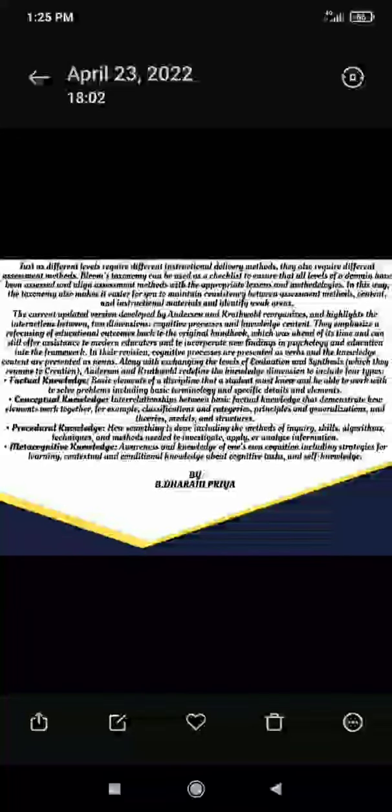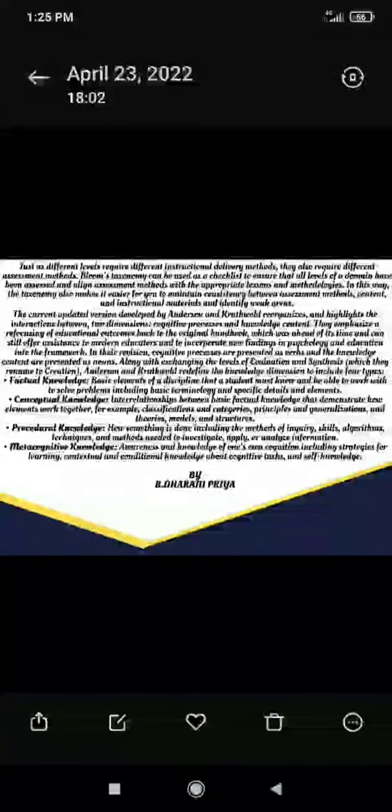In the revision, cognitive processes are presented as verbs and the knowledge contents are presented as nouns, along with the existing levels, and evaluation synthesis, which they renamed to creation. Anderson and Krathwohl redefine the knowledge dimension to include four types. First one is factual knowledge, conceptual knowledge, procedural knowledge, and metacognitive knowledge.